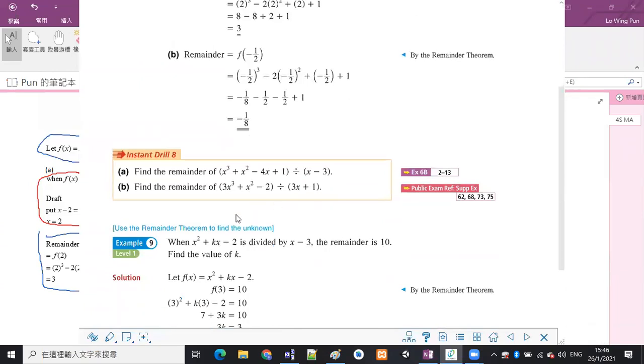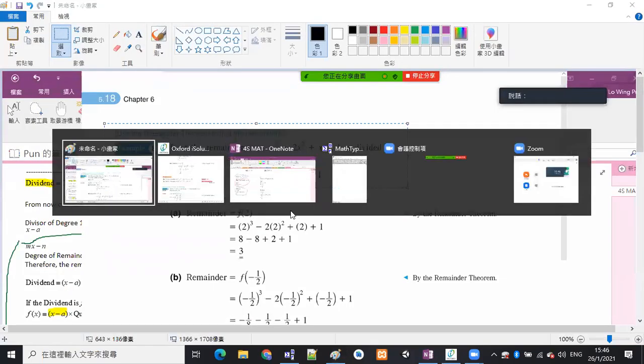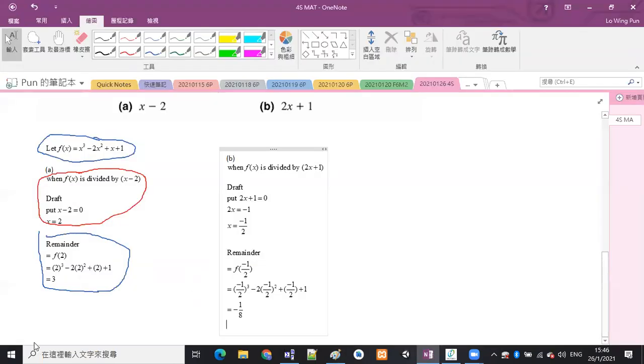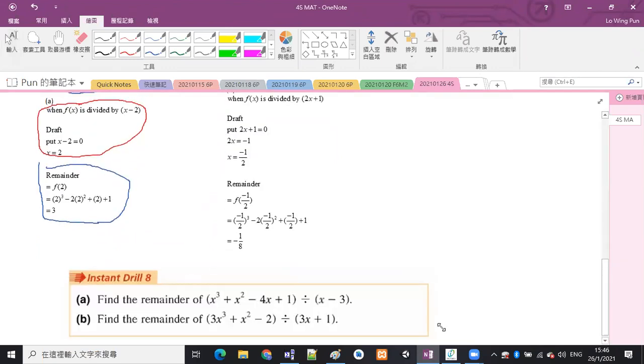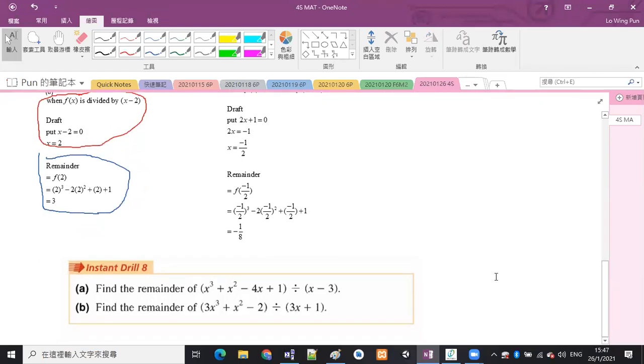So please try to do the instant drill number 8. Give you 2 minutes.